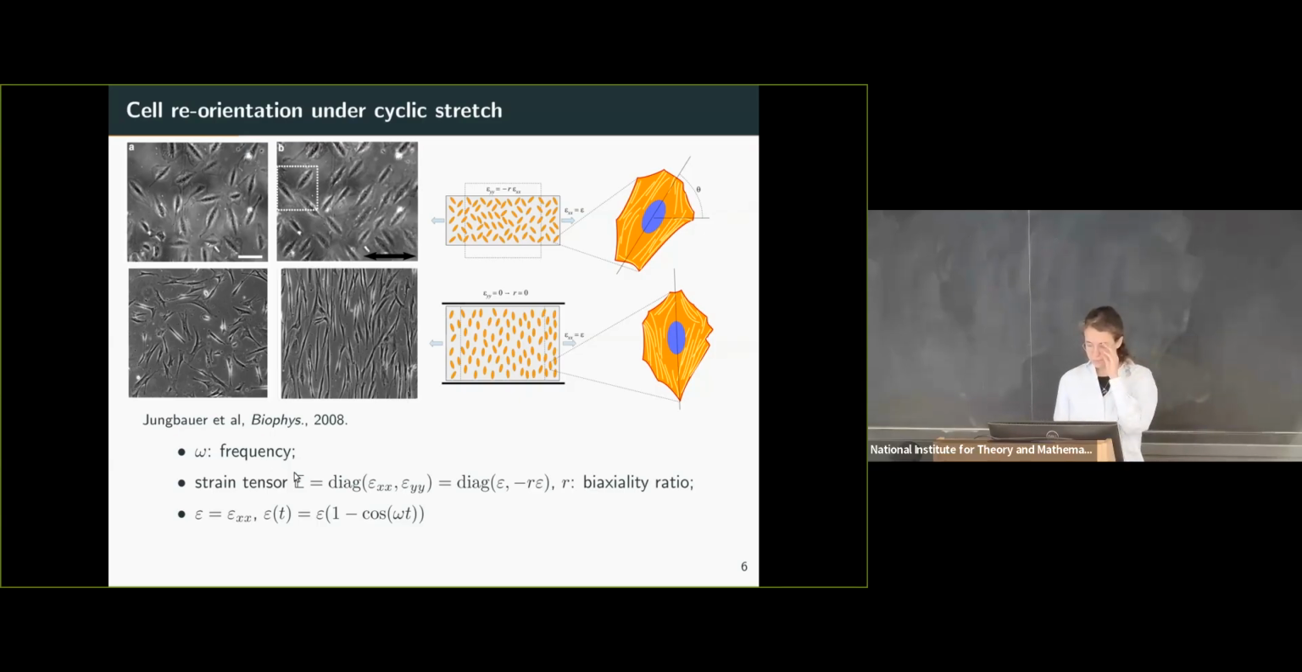So the important quantities here are the frequency of this stretch and the strain tensor, which measures the displacement both in the horizontal and vertical direction. So you have this epsilon, which is the strain in the x direction. It is related to the one in the y direction through this biaxiality ratio, and all of these quantities can be measured. And this strain is cyclic, so you have this frequency here, which plays a very important role.